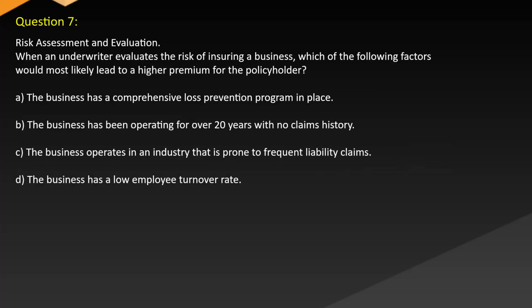Question 7. Risk assessment and evaluation. When an underwriter evaluates the risk of insuring a business, which of the following factors would most likely lead to a higher premium for the policyholder? A. The business has a comprehensive loss prevention program in place. B. The business has been operating for over 20 years with no claims history. C. The business operates in an industry that is prone to frequent liability claims. D. The business has a low employee turnover rate.